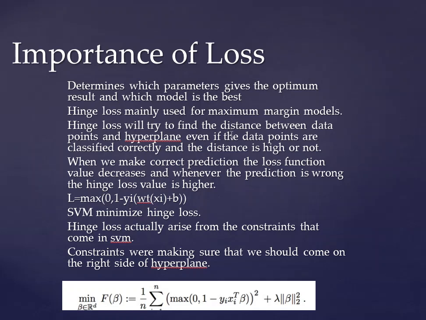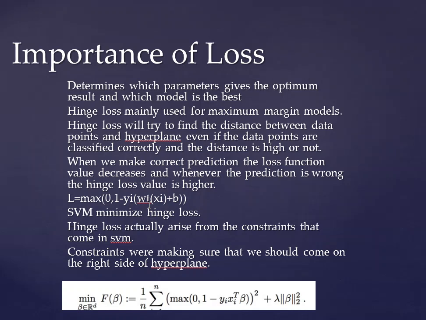Now, directly, what is hinge loss? The formula for hinge loss is L equals the maximum of 0, 1 minus yi times (W transpose xi plus b), where W transpose xi plus b, as we remember in SVM, was yi hat, the predicted value, and yi is the true value. This is the formula for hinge loss, and SVM minimizes hinge loss, as we have studied.